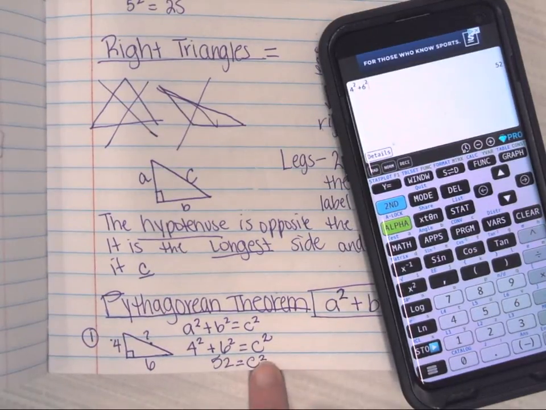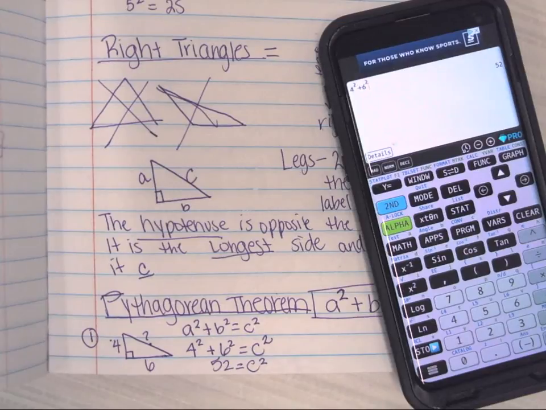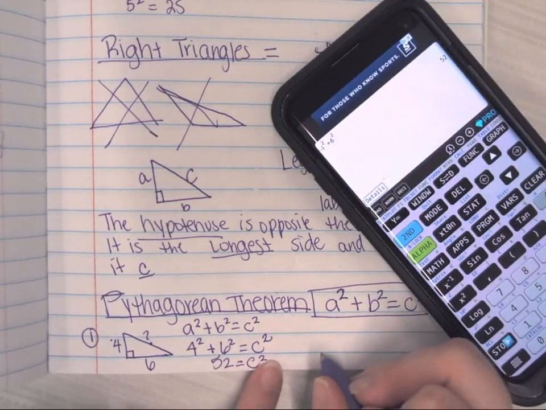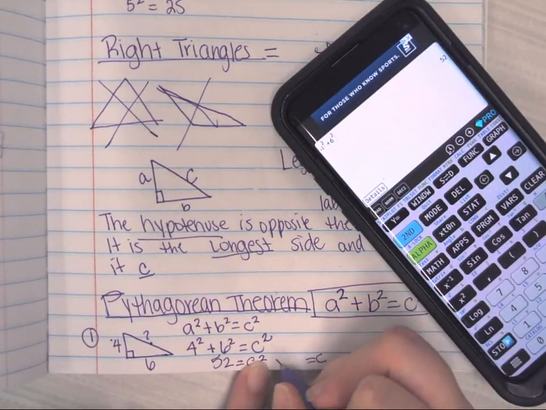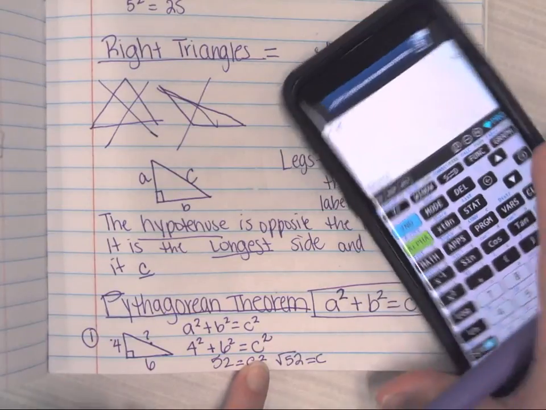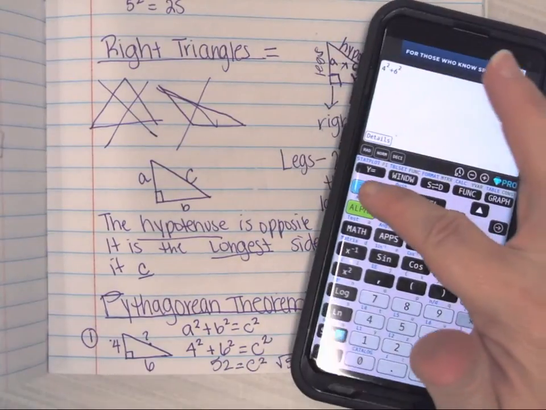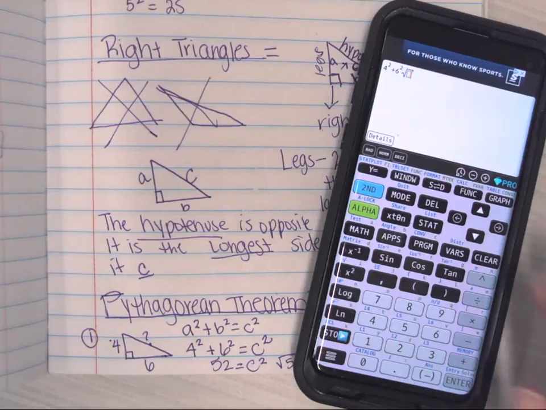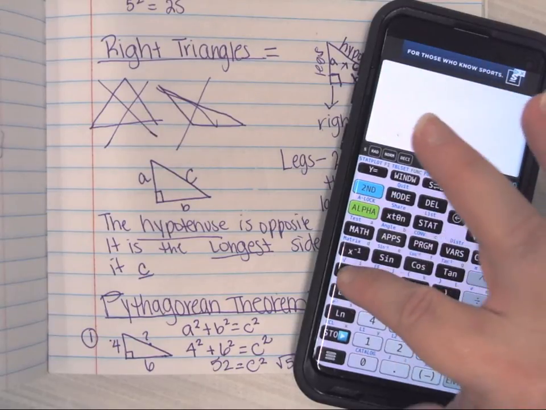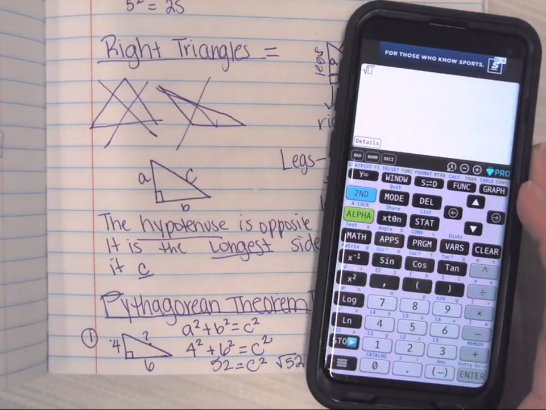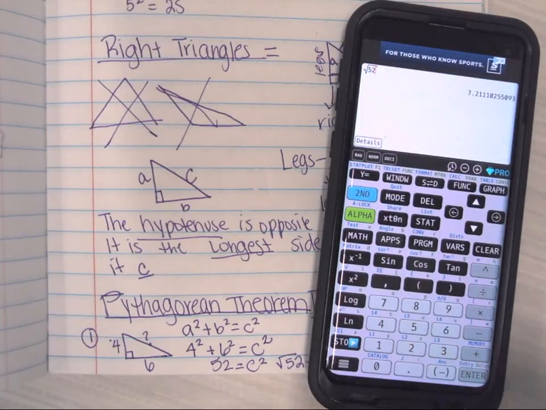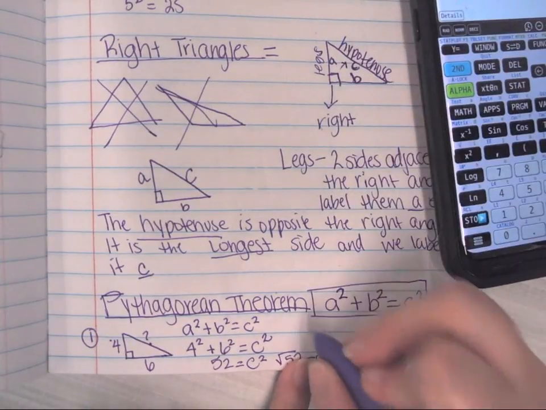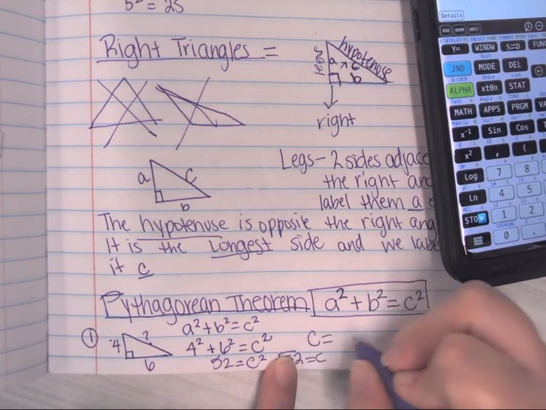If I want to get C alone, remember I have to do the opposite. So C is going to be equal to the square root of 52. So now I do second x squared, because it's the opposite. The square root of 52 is equal to 7.2. So C is equal to 7.2.